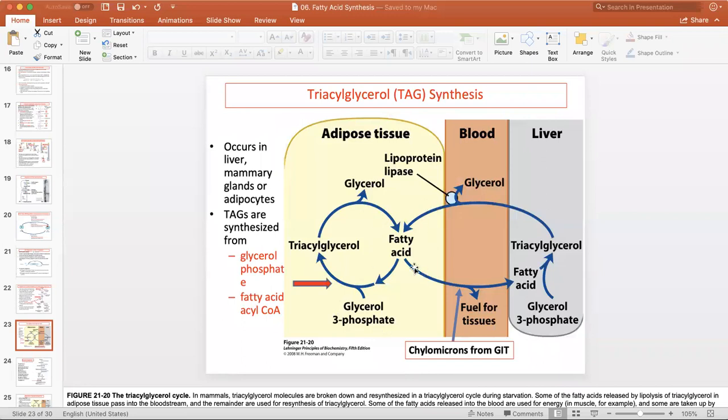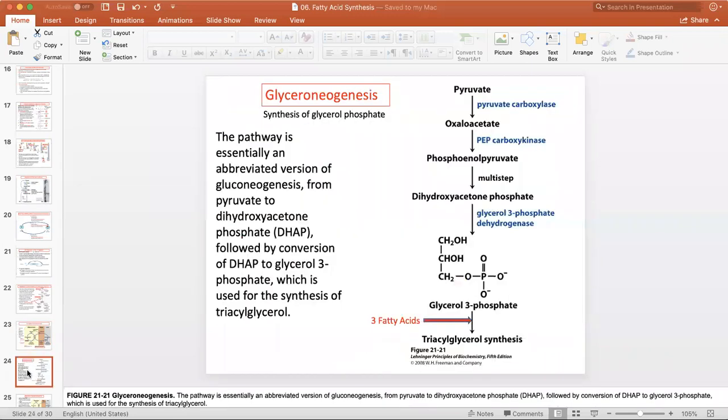So let's talk more about the glycerol 3-phosphate. We already talked about the fatty acids, where we are getting the fatty acids, how we make them. But what about the glycerol 3-phosphate? Where do we get this from? So glycerol synthesis is basically a truncated or a smaller version of gluconeogenesis. It's kind of similar steps, but we go till DHAP here.